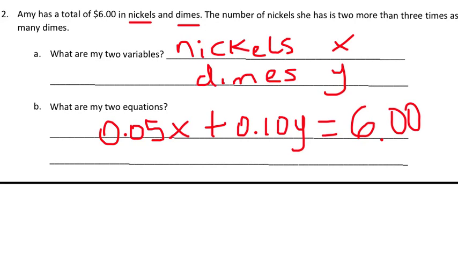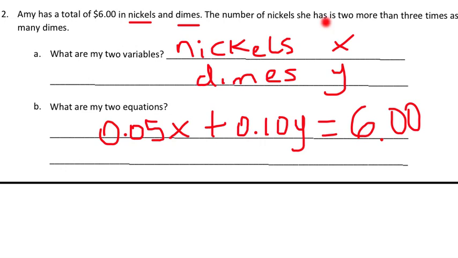nickels are worth 5 cents, you have to actually multiply the number of nickels, which is x, times 5 cents, and the number of dimes, y, times 10 before you add them. Or else it will just be like saying 3 nickels plus 5 dimes equals $7. Well, that's not right. So you can't just say x plus y. You have to actually multiply it by how much it's worth.